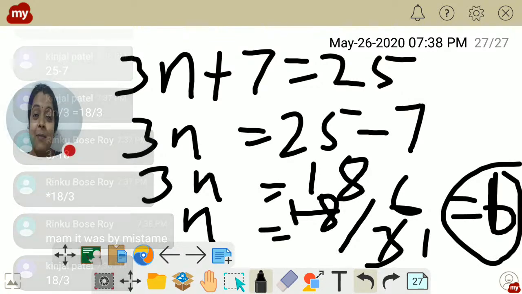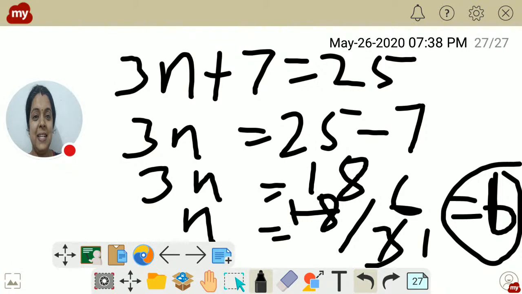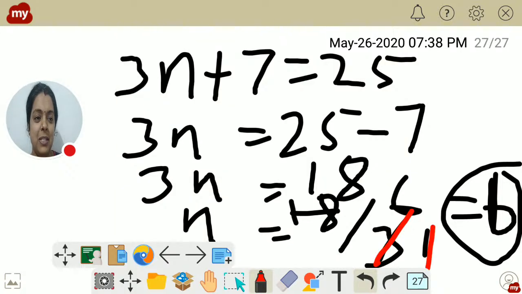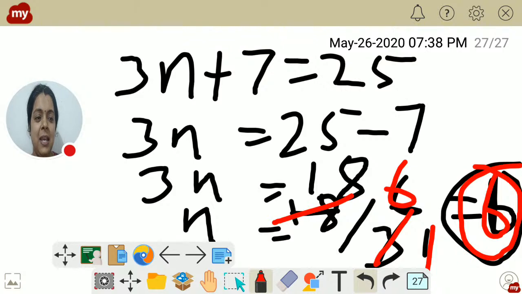18 by 3, then we have to solve it also now. 3 ones are 3 and 3 sixes are 18. How did I do it? I've taken 3 ones are 3, 3 sixes are 18. So 6 is the answer. So finally, is there any other step left? Yes, one more step is left. What is that?